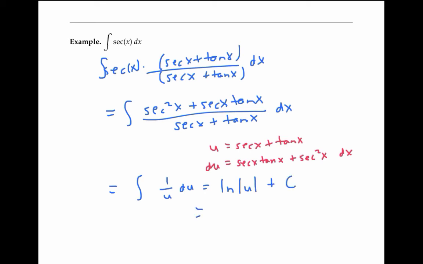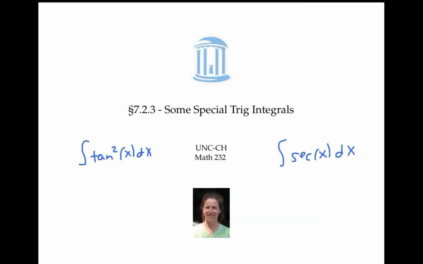And now plugging back in for u, we get that our original integral of secant x evaluates to the natural log of secant x plus tangent x plus a constant. A similar trick can be used to evaluate the integral of cosecant x. And that's all for the integral of tangent squared and the integral of secant.